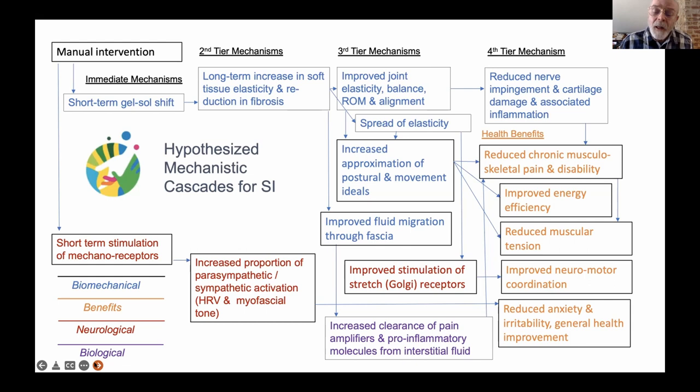Please, in the chat, comment on these, question them, challenge them. And as we have questions and comments, we can go back to this or any of the other slides.